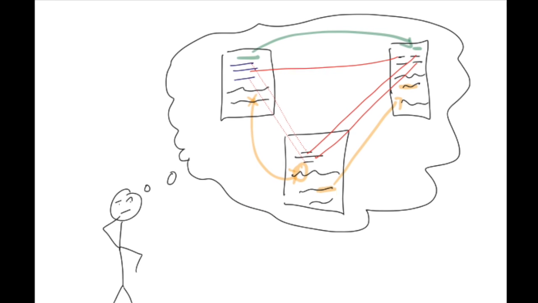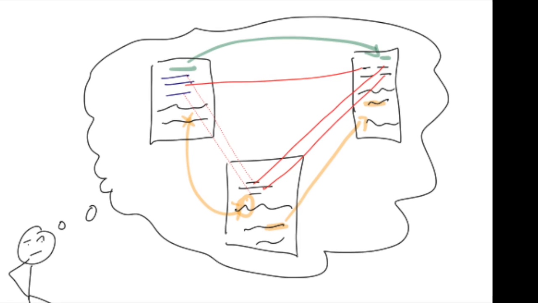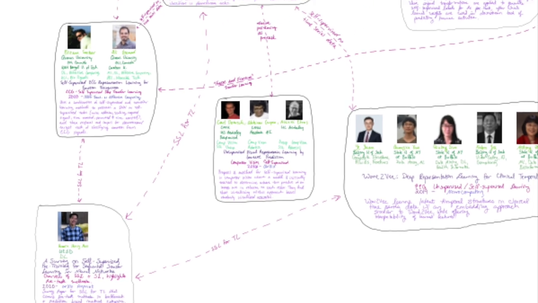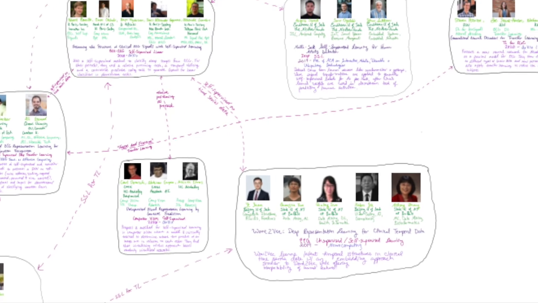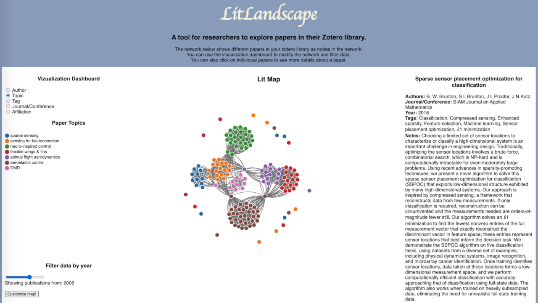We used to make mental maps of citations, and when that failed, we turned to creating literature maps by hand. We wanted to use more of our brain power and time for reading literature instead of mapping it, so we created LitLandscape, which creates literature maps for us.